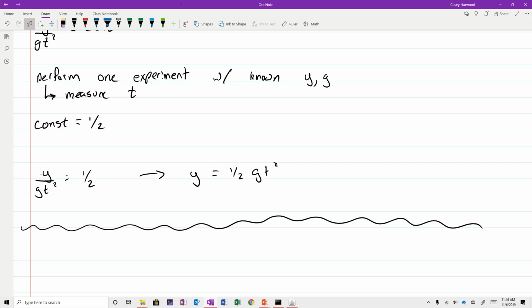So that's an example of how we would approach a problem that has only one pi term. One pi term requires one experiment in order to find a constant, and then that becomes universally applicable to all problems governed by the same physics.